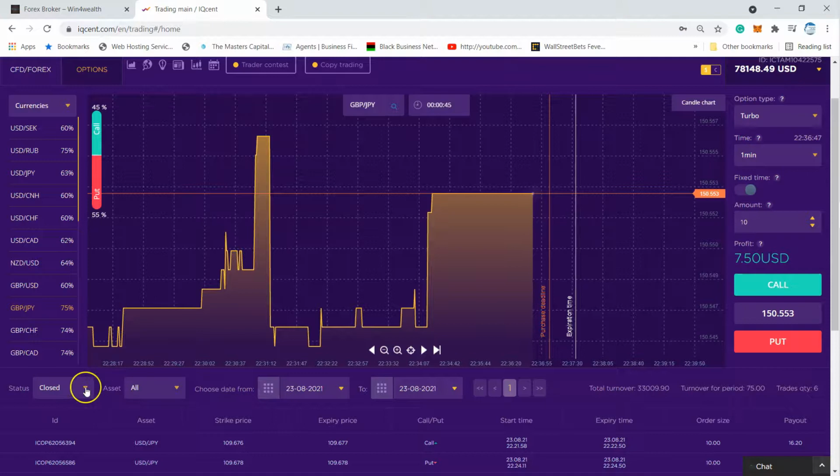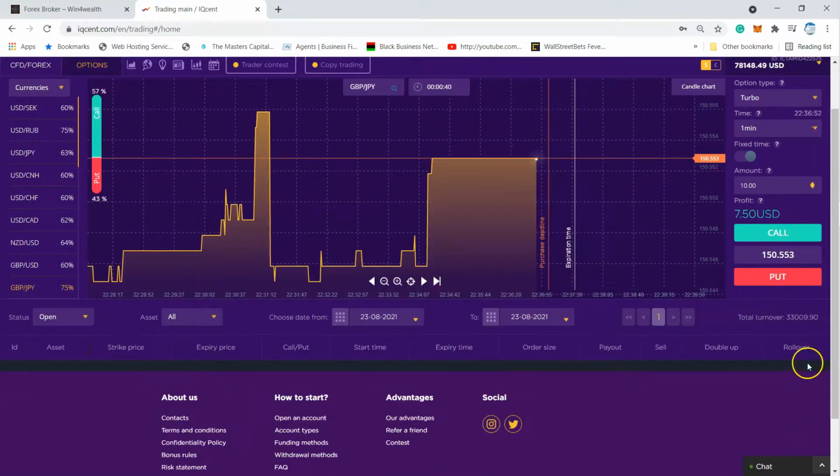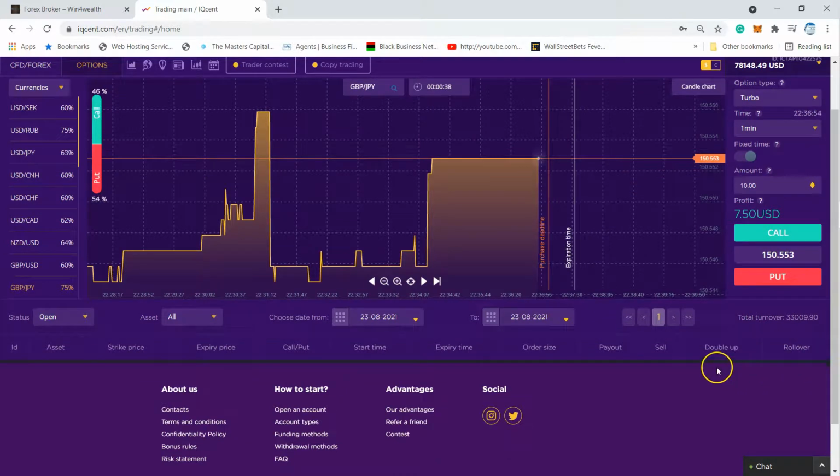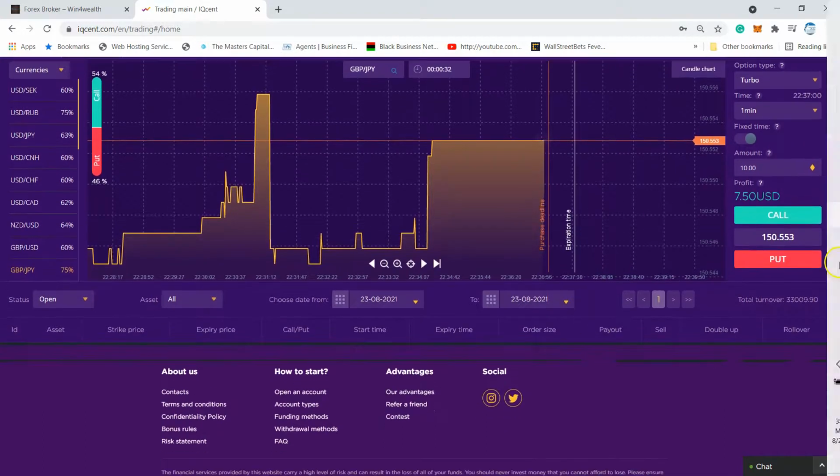Then the other thing is these are closed. We're going to go back to open, because when you're in open, you'll be able to do a rollover or a double up, and you'll be able to look at your trade. So that's what we're going to teach you. This is the whole gist of the whole broker account.